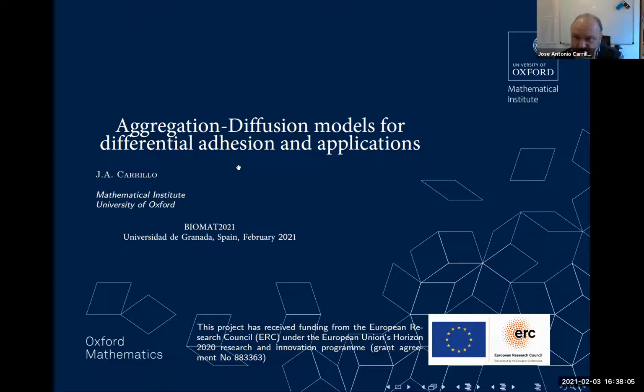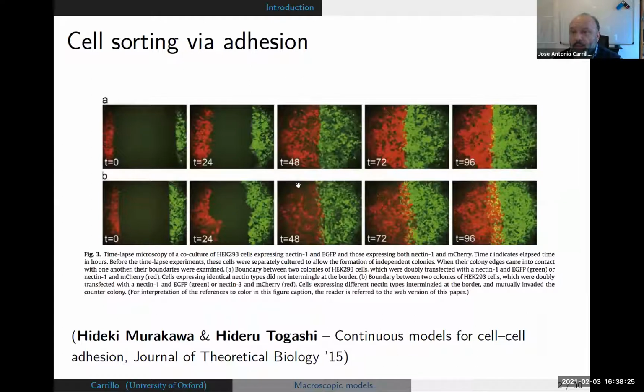And today, I would like to concentrate on several aspects of the use of aggregation diffusion models in mathematical biology, but I want to concentrate mainly on this aspect of differential adhesion. So I will showcase these applications with two particular experiments. In fact, this experiment that we see, these snapshots here now in the slide, is the experiment that triggered my attention to this from the very beginning, like 6-7 years ago.